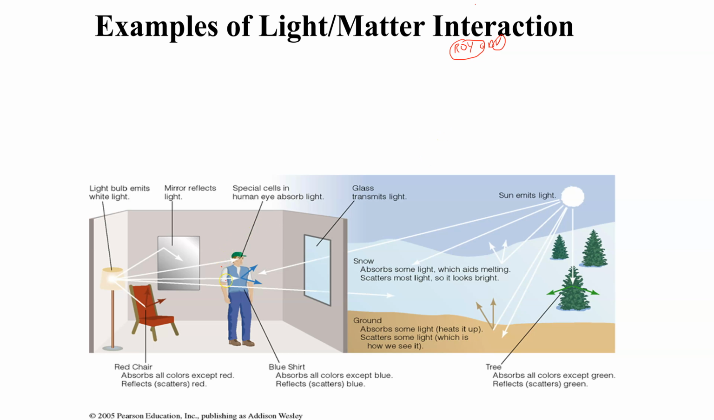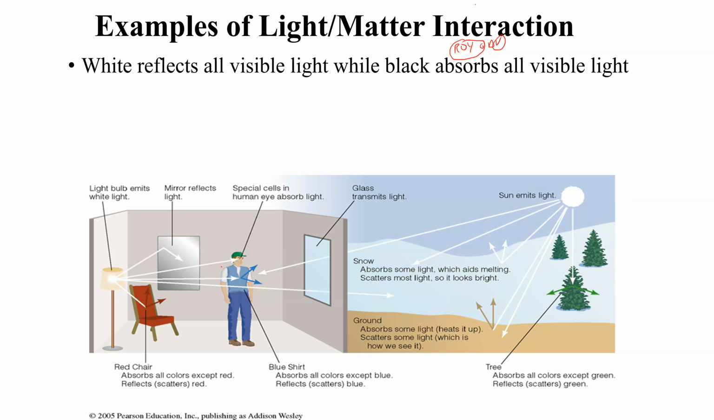That's what's happening with the red chair as well. It's absorbing everything except red. Red's the one reflected. Snow is also reflecting light here. The ground's absorbing energy, and so on and so forth. So white reflects all visible light, while black absorbs all light. In case you didn't know, this is the reason why you want to wear a white shirt on a hot day, not a black shirt.